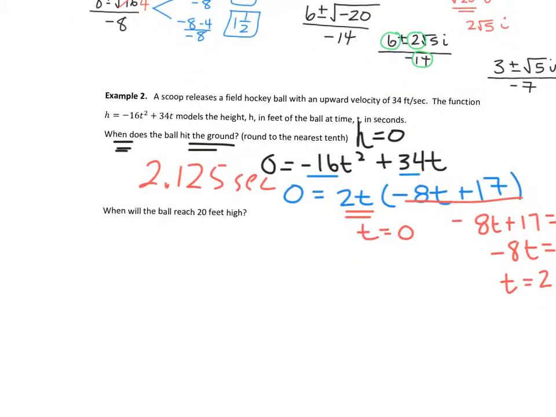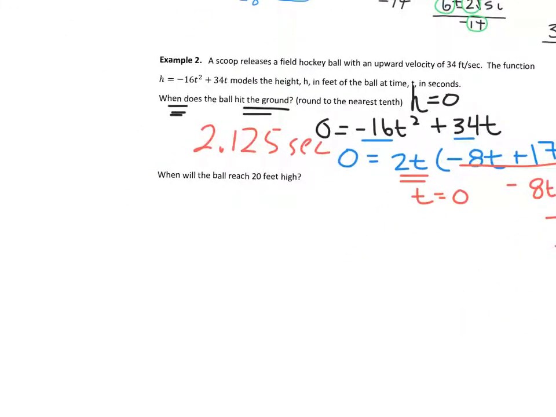And then, when will the ball reach 20 feet? So at what time will the height be 20? In this case, I'm not going to solve by factoring using the zero product property, because I don't have it set equal to 0. So I'm going to subtract 20 from each side and do the quadratic formula.